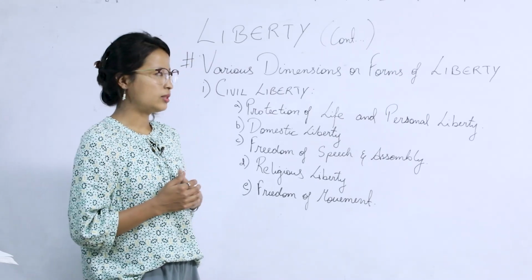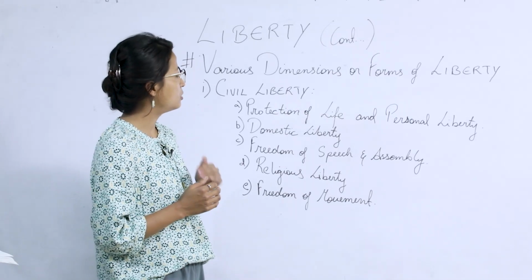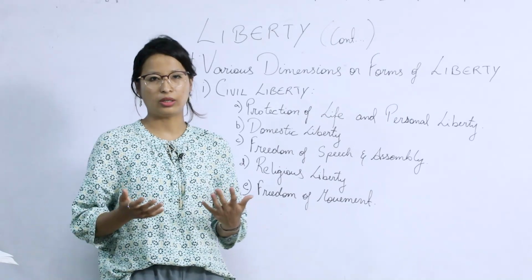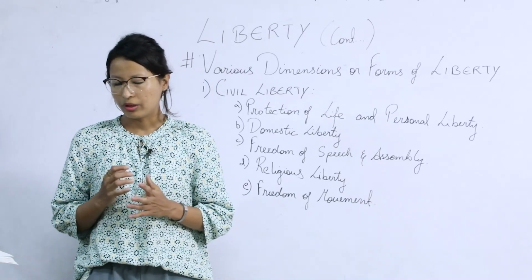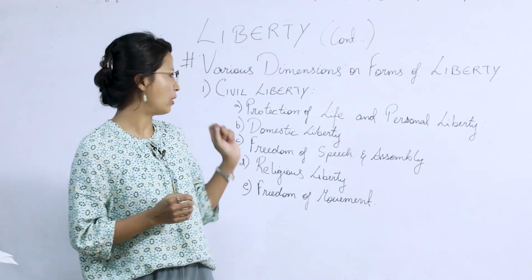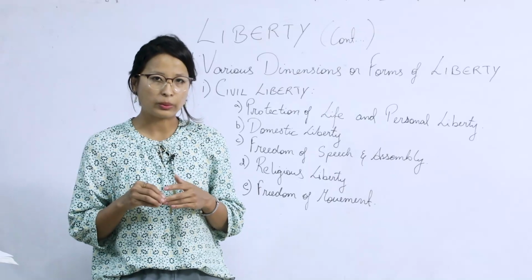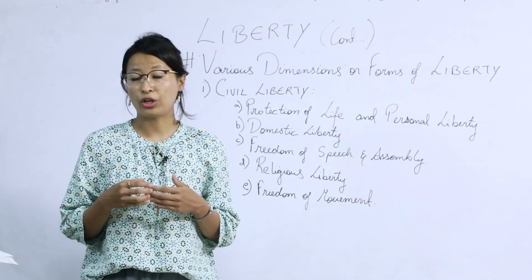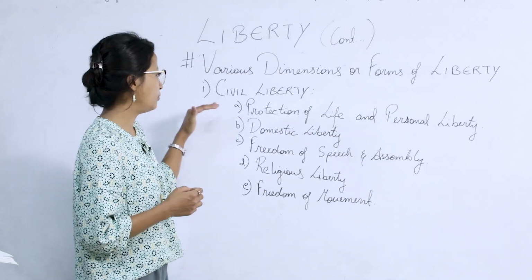All right, in this session we'll talk about the various dimensions or forms of liberty. In other words, what are the different kinds of liberty? There are four different kinds of liberty. First, we have civil liberty, then political liberty, then economic liberty, and number four, racial or national liberty.